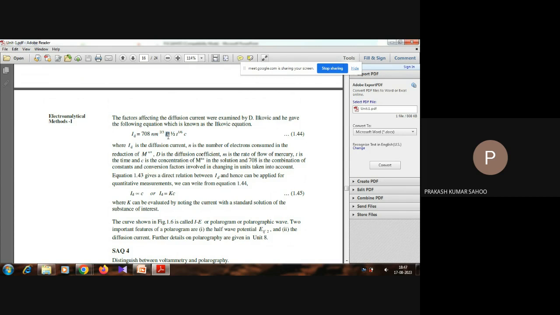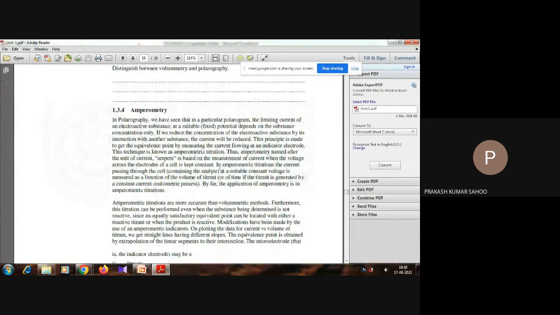And D is the diffusion coefficient, T is the time, and C is the concentration. So from this equation, the diffusion current is directly proportional to concentration, which is Id = Kc. Okay. Another method related to current is amperometry.